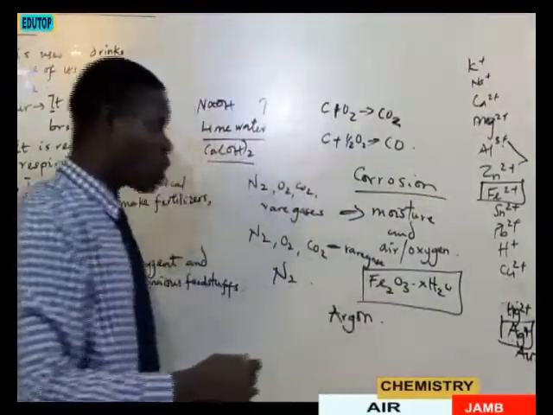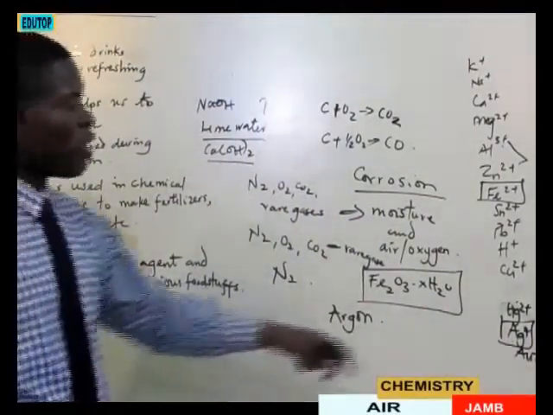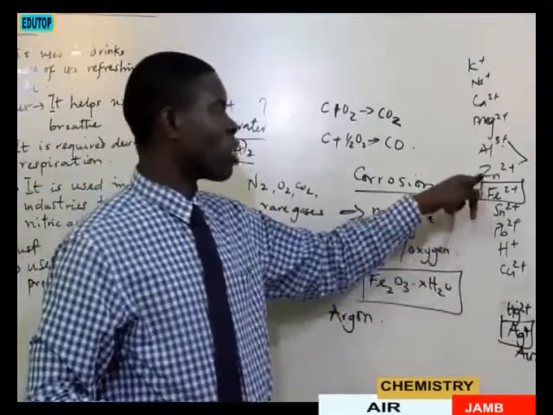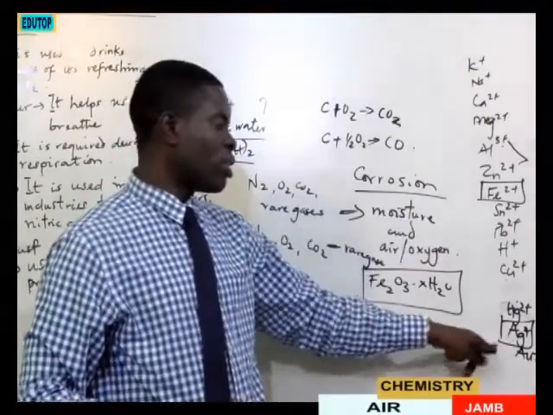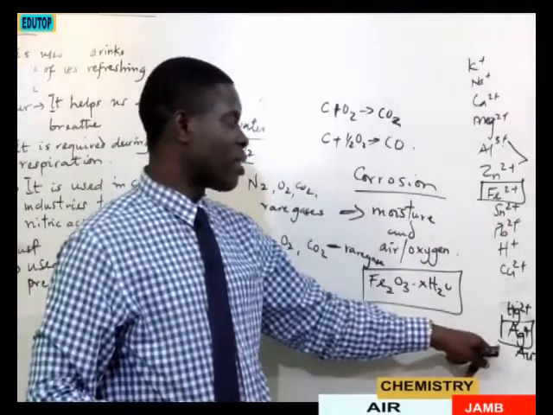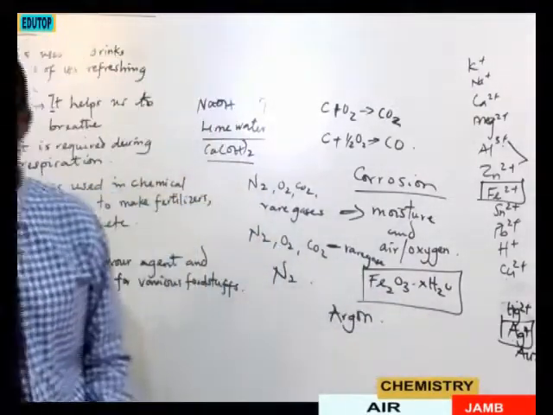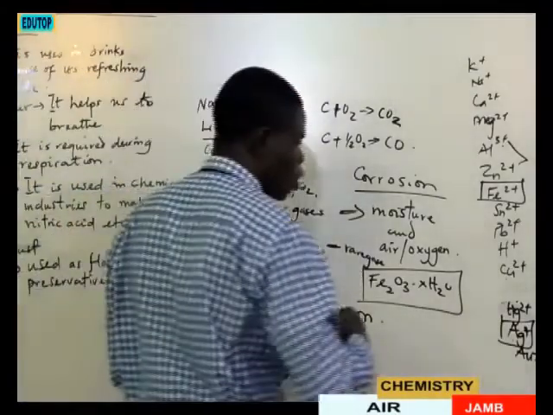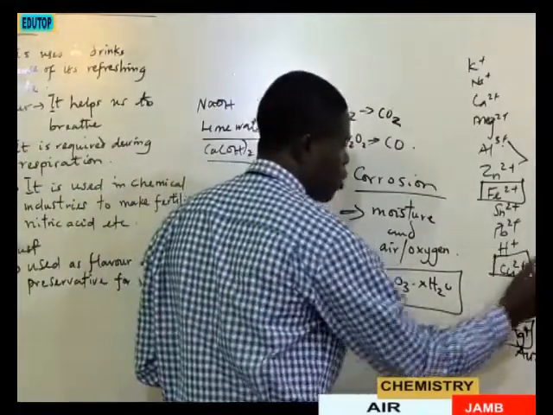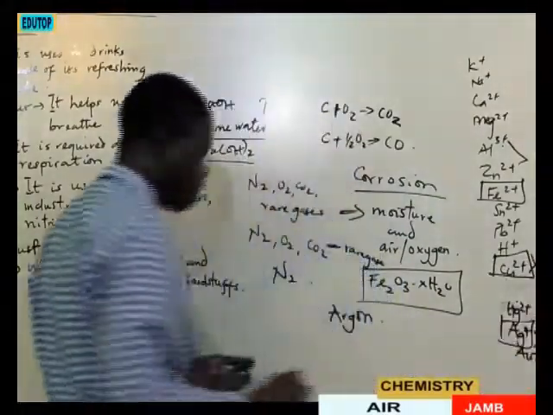And silver is also what? In that situation, silver cannot be used to coat iron to prevent it from what? Corrosion, because silver is less reactive than iron. Then let's see other options. Option B, copper. Look at where copper is. Copper is also below hydrogen, below iron. So this one is out, this one is out.